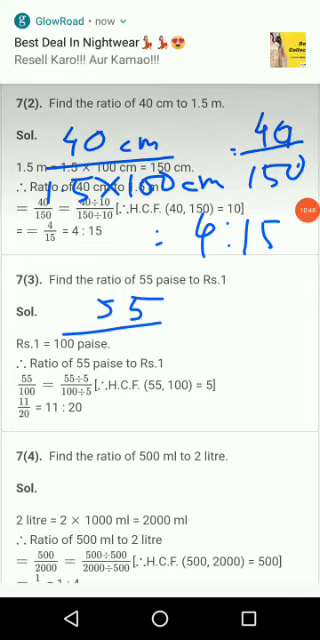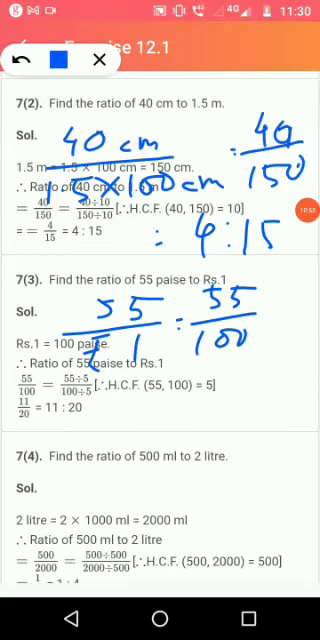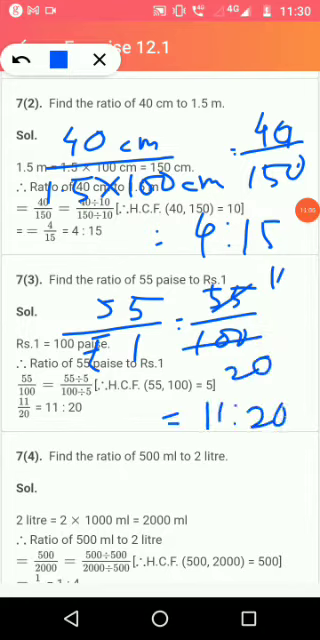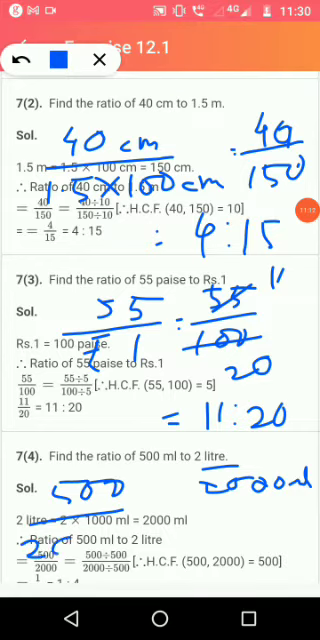55 paisa to 1 rupee. 55 paisa by rupee 1 is nothing but 55 by 100 paisa. 11 by 20. 500 ml to 2 liters. So 2 liters is 2000 ml. 2 into 1000. So 500 by 2000 ml. So it is 1:4. Okay.